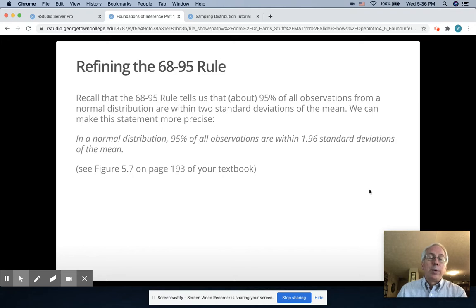So what we said before was that approximately 95% of all observations from a normal distribution are within 2 standard deviations of the mean. In reality, it's not quite 2, it's 1.96. And so that italicized statement there: in a normal distribution, exactly 95% of all observations are within 1.96 standard deviations of the mean. So we can consider this a modified 68-95 rule. And you can see an illustration of this in your textbook on page 193. So I invite you to stop and take a look at that.